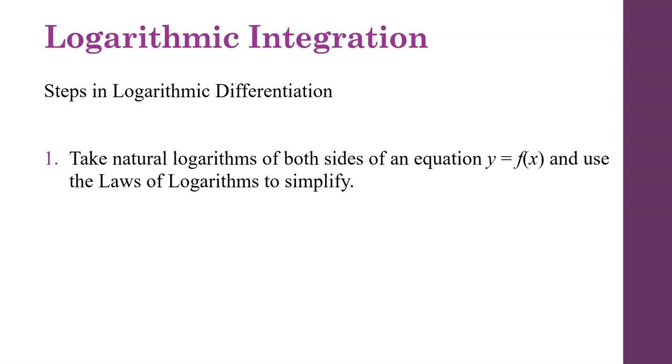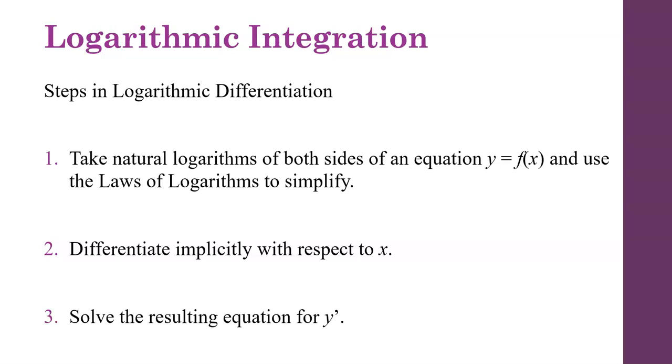So the first step would be to take the natural log of both sides of an equation, y equals f of x, and then use the laws of logarithms to simplify. So the properties we just saw, we're going to use to simplify our expression. Then we're going to take the derivative of both sides implicitly with respect to x, and then solve the resulting equation for y prime. Okay, so again, looking at an example of how it's used and when it's used.